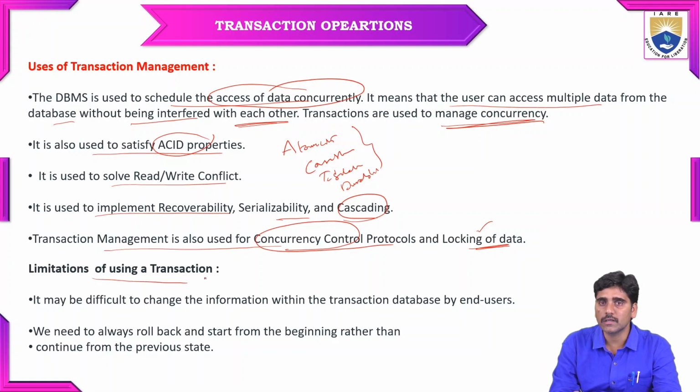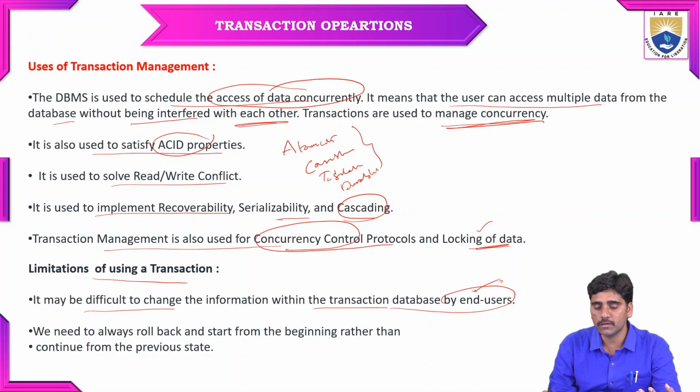By managing these, some limitations are also there. Limitations of using a transaction: it may be difficult to change the information within the transaction database by end users. So we need to always roll back the data and start from the beginning rather than continue from the previous state. So what is the previous state? From that you are going to continue performing.